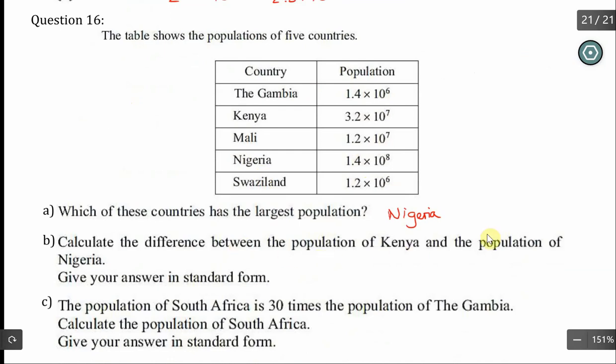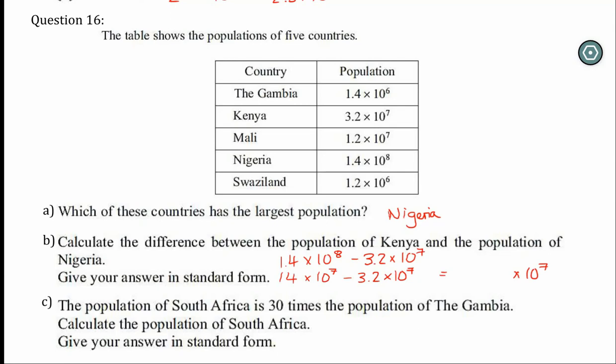Calculate the difference between the population of Kenya and the population of Nigeria. So the difference is found by doing the larger take away the smaller. So Nigeria's is that, and Kenya's is 3.2 times 10 to the power of 7. Okay, so what I'm going to do is change this into 14 times 10 to the power of 7. And then because they're both 10 to the power of 7, I can put that at the end of my answer. I just need to do 14 take away 3.2, which is 10.8. And now I need to change this back into standard form. So 1.08 times 10 to the power of 8.